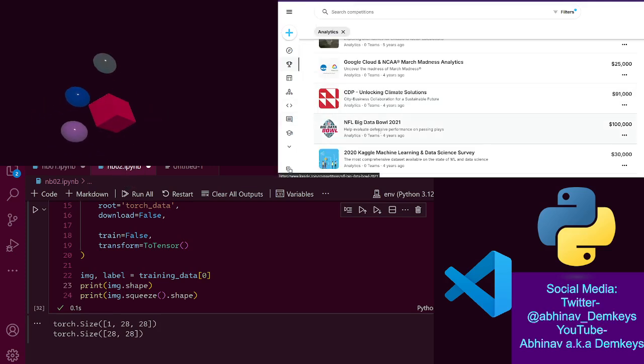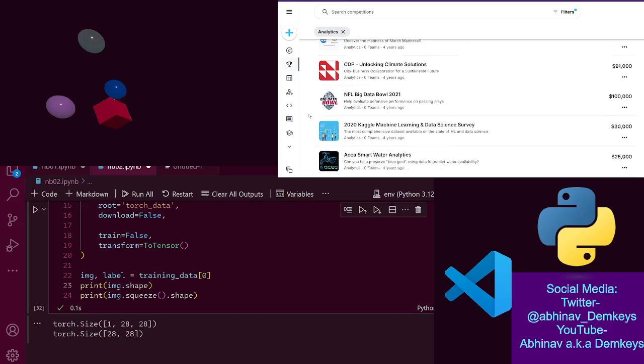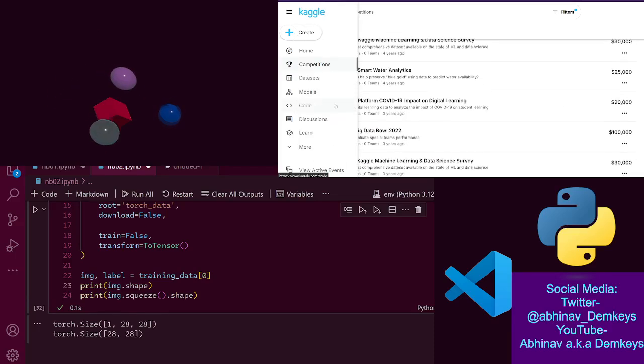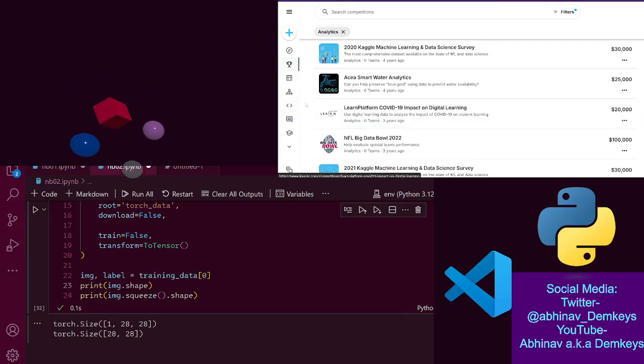Help evaluate defensive performance on passing plays. Can you help preserve blue gold using data to predict water availability? Oh, they're calling water blue gold. Okay.